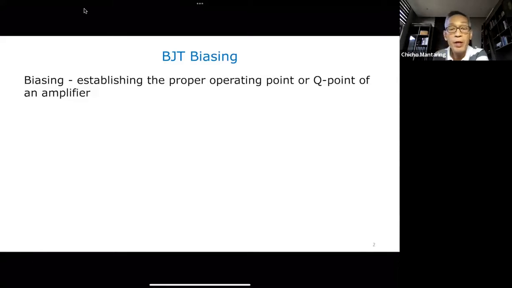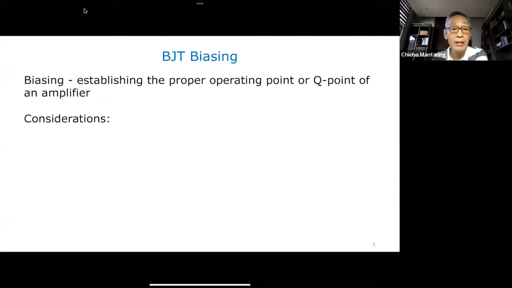Okay, so we're on the topic of biasing, particularly biasing of BJT amplifier circuits. So what again is biasing? We discussed this last Tuesday. It's establishing the proper operating point or Q point of an amplifier.